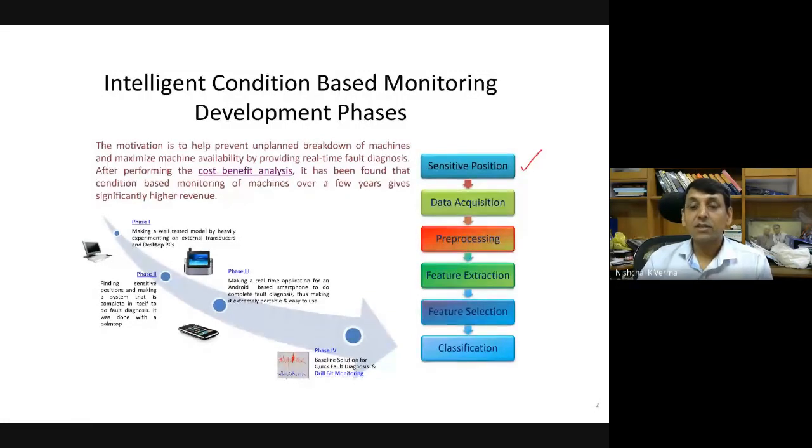When we say sensitive position, this means it is sensitive to the information that we want to pick, right? So please understand that this sensitive position is very important. It is exactly the same as heart monitoring, right?